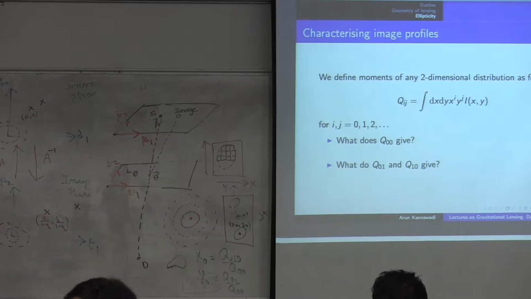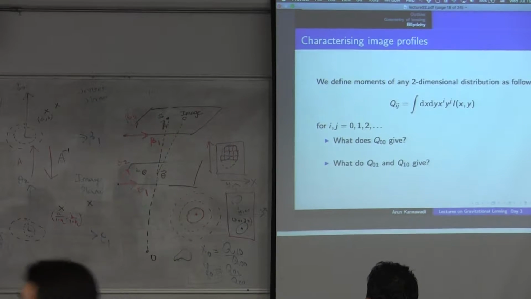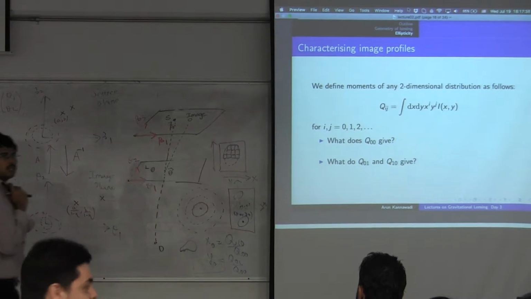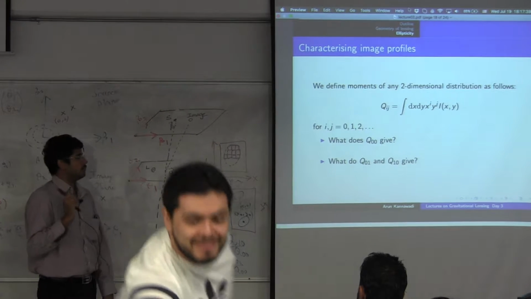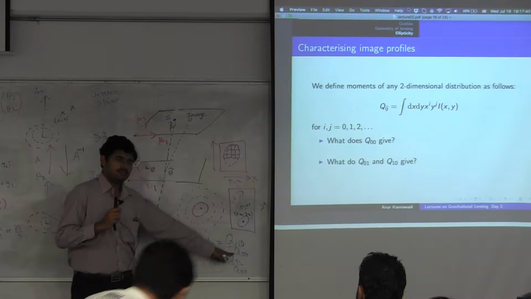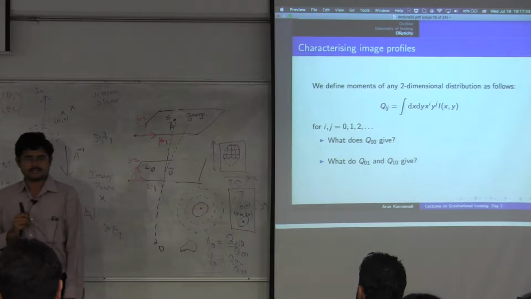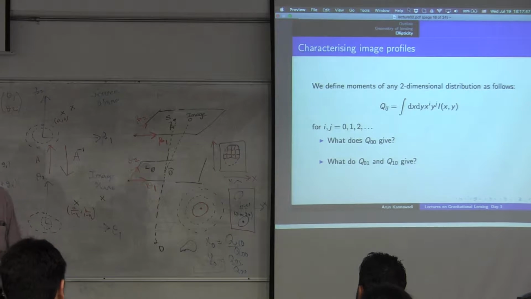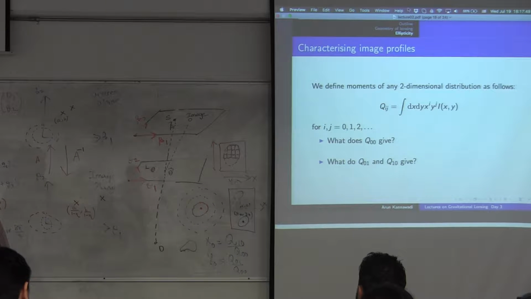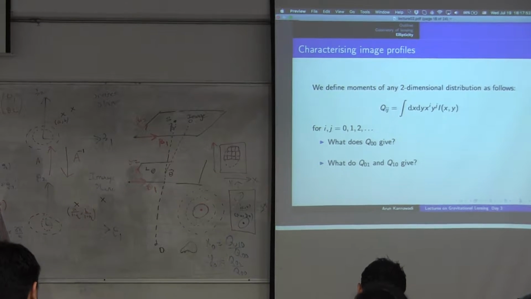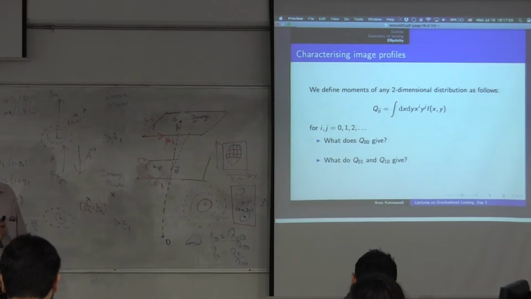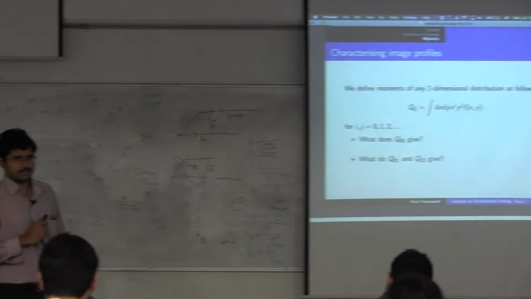So the 00 moment, the zeroth moment, tells about the flux of the galaxy, how bright it is. Q01 and Q10, when compared to the total flux, tell you where the galaxy is. Yes. So Q01 and Q10 would be like the expectation values of the position variables x and y. Yes, that's right?